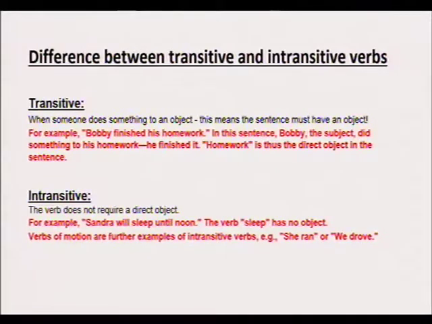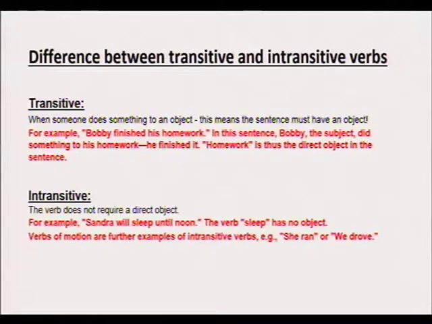Now, we have determined between transitive and intransitive, and that would be when, for transitive, someone does something to an object. This means the sentence must have an object. And there's a clear example. Bobby finished his homework. In this sentence, Bobby, the subject, did something to his homework. He finished it. The homework is the object, Bobby is the subject. Homework is thus the direct object in the sentence.